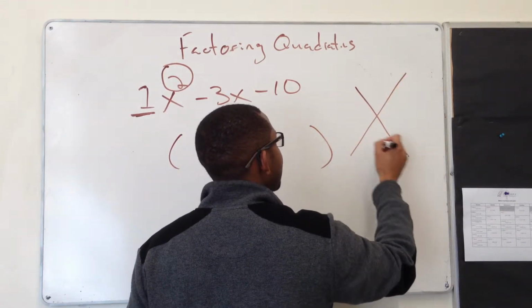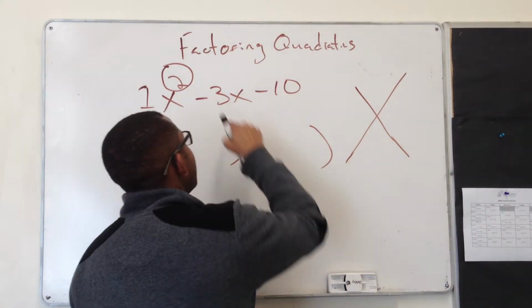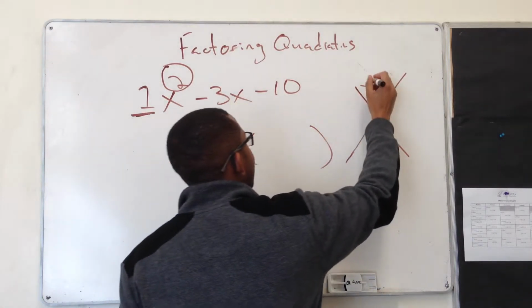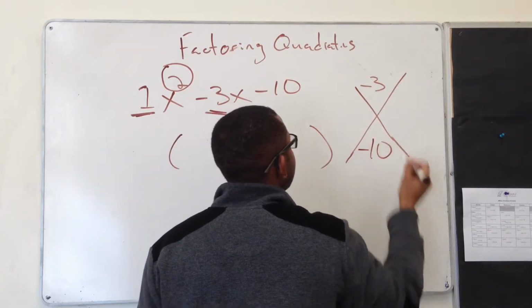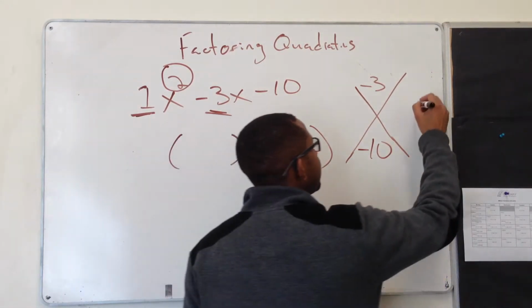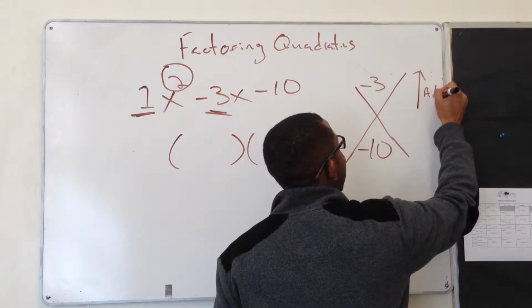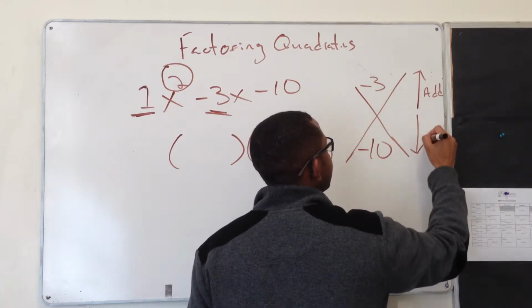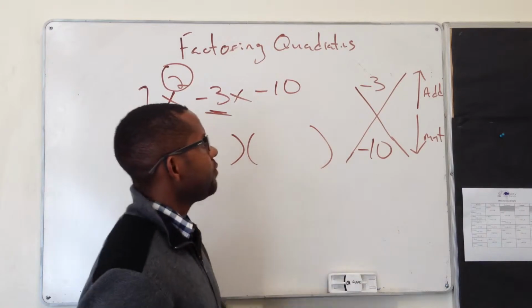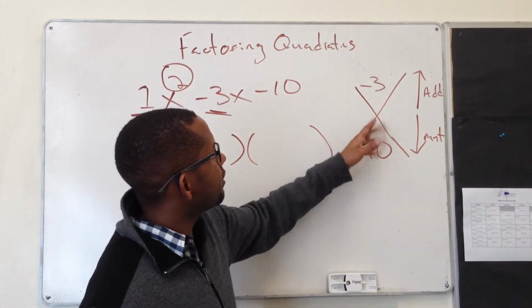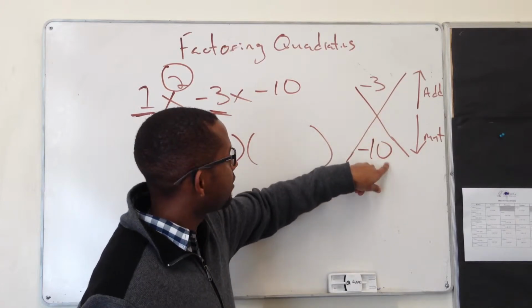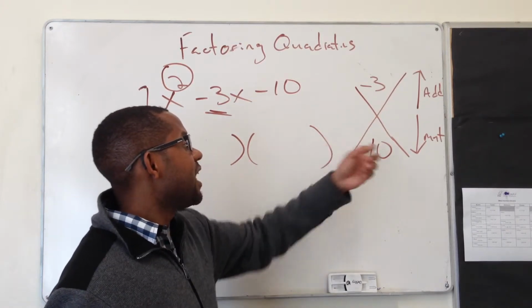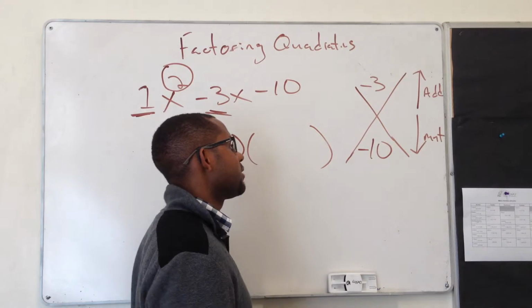You do what I call an x chart. You put this middle term at the top, -3. You put the third term at the bottom, -10. Alright? And on this, you need to add up and you need to multiply down. You have to find the two numbers, go here, that if I add them together, I get a -3, and if I multiply them together, I get a -10. Usually start with the multiplying, okay?